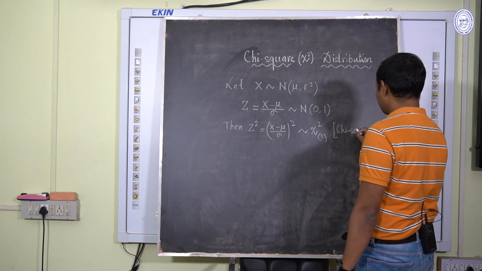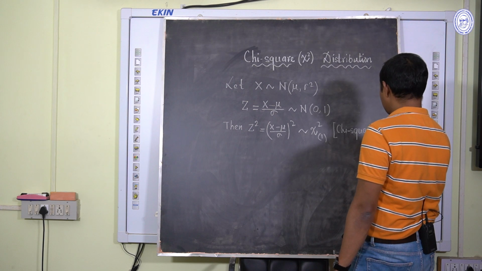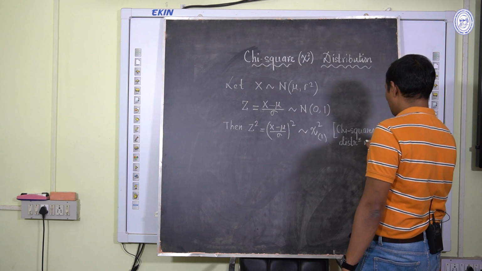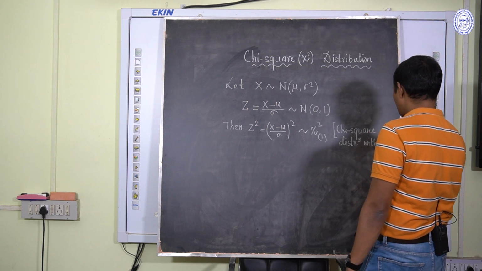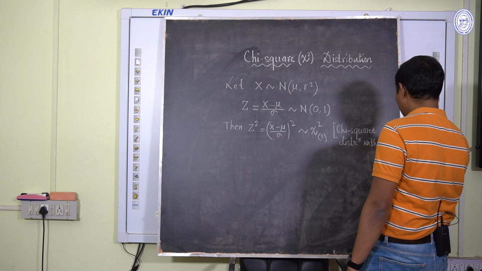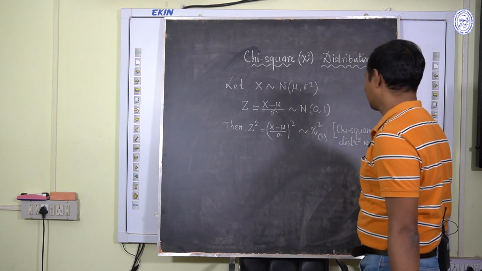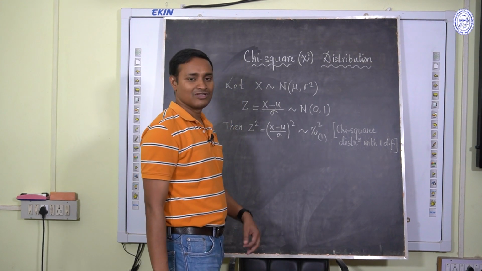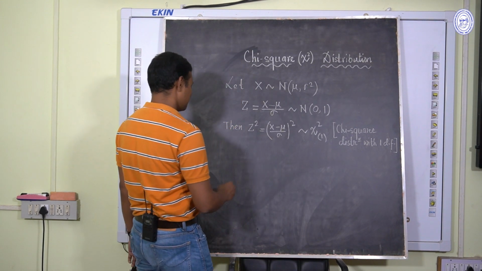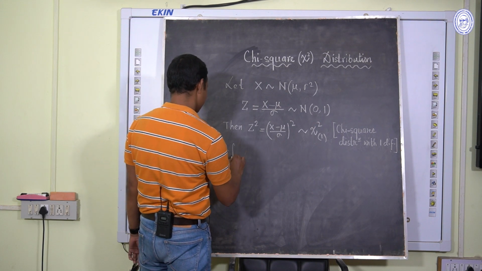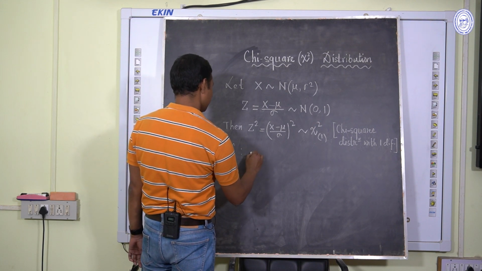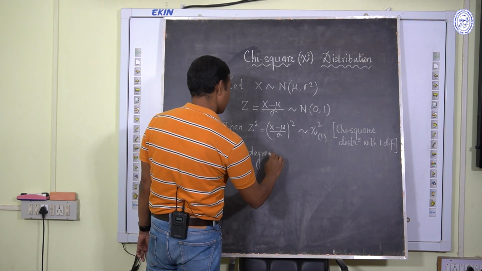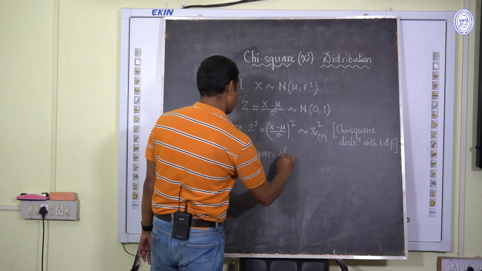Chi-square distribution with 1 degree of freedom. Degree of freedom means number of free variables. DF means degrees of freedom.